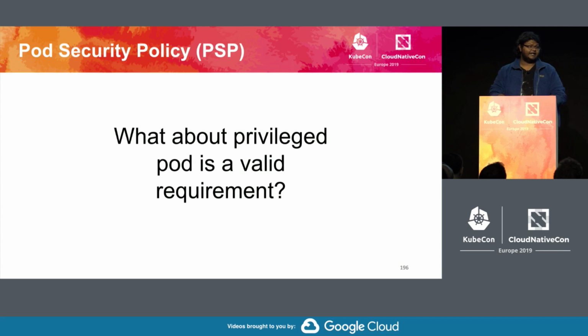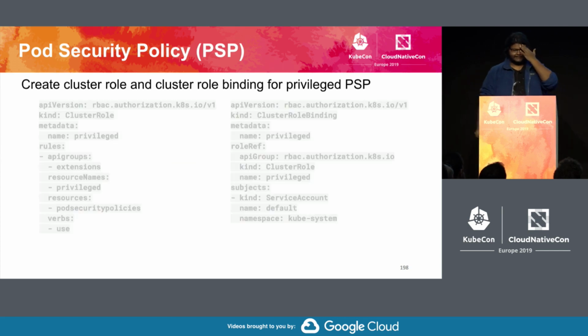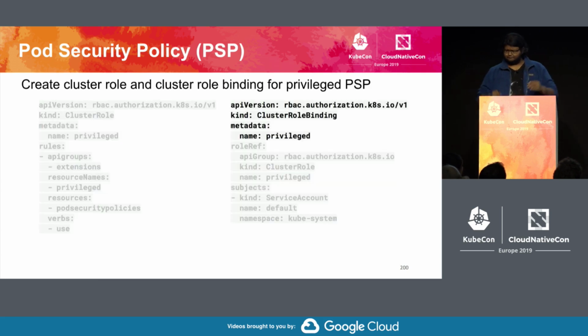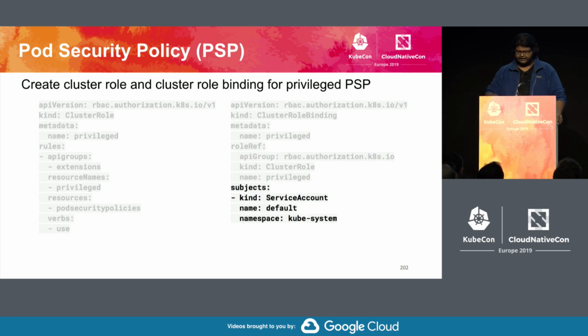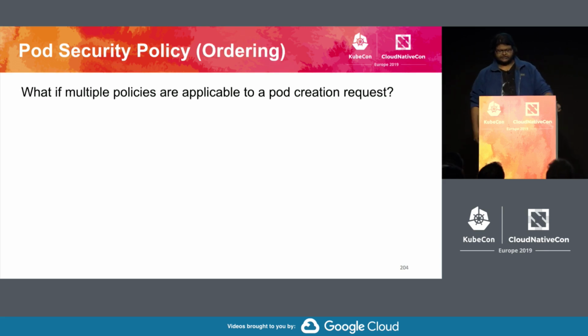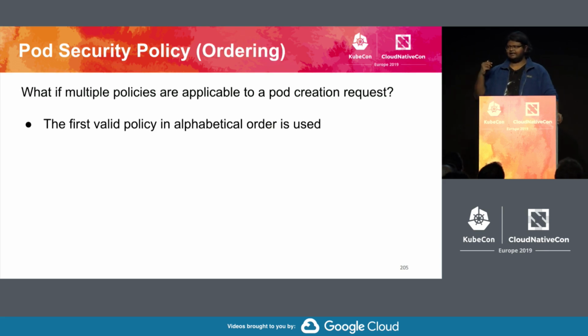But if you have a valid use case for having privileged pods, then you can create a privileged PSP and give some relaxed permissions to that PSP, and use it only in certain namespaces with certain service accounts by creating an additional cluster role and cluster role binding for the privileged PSP. And if multiple pod security policies are there, only the one that comes first in alphabetical order will be used by a pod. This is a tricky one, but that's how it happens for pod security policies.